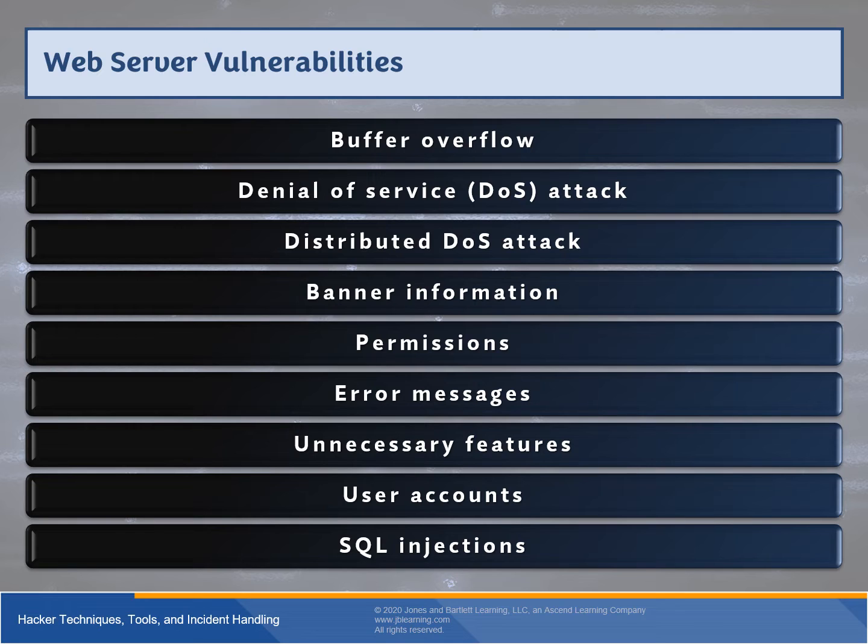So we've got a nice little table of contents here to talk about all the different vulnerabilities that we can experience. Let me clarify, not all of them, but a significant number of the common ones. So we've got buffer overflow, denial of service, distributed denial of service. There's also distributed reflected denial of service as well. So you may see DDoS as well, DRDOS. Banner information, banner grabs we've talked about before. Permissions, error messages, unnecessary features, which we mentioned a couple slides ago, user accounts, and then SQL injections.